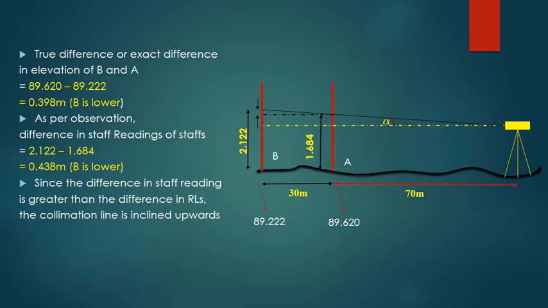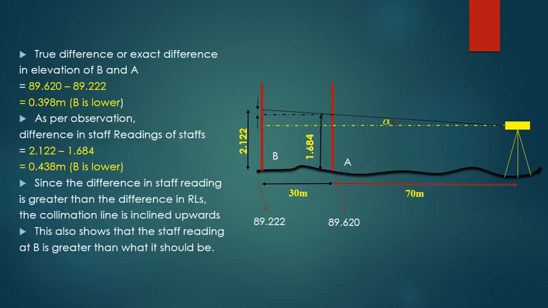Now the difference in the staff reading and the true difference, if we compare both of them, the difference in the staff reading is slightly greater than the true difference. So now we have an idea that our actual line of sight or the line of collimation is inclined upwards.